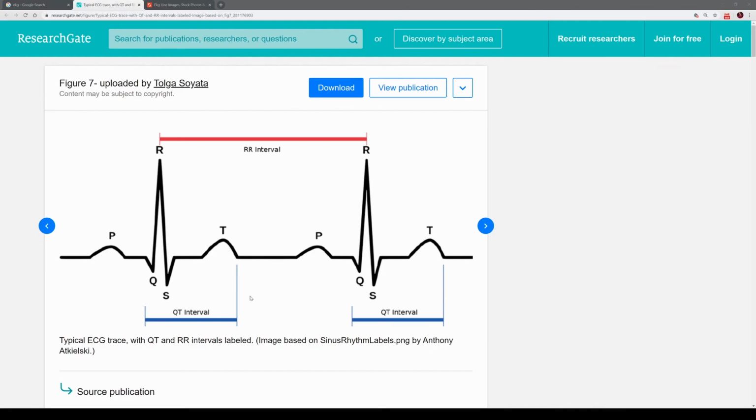This situation repeats ad infinitum throughout your life. It doesn't really stop, or at least it should not. I sure hope it doesn't. That would be very bad. So this is your heartbeat, obviously.